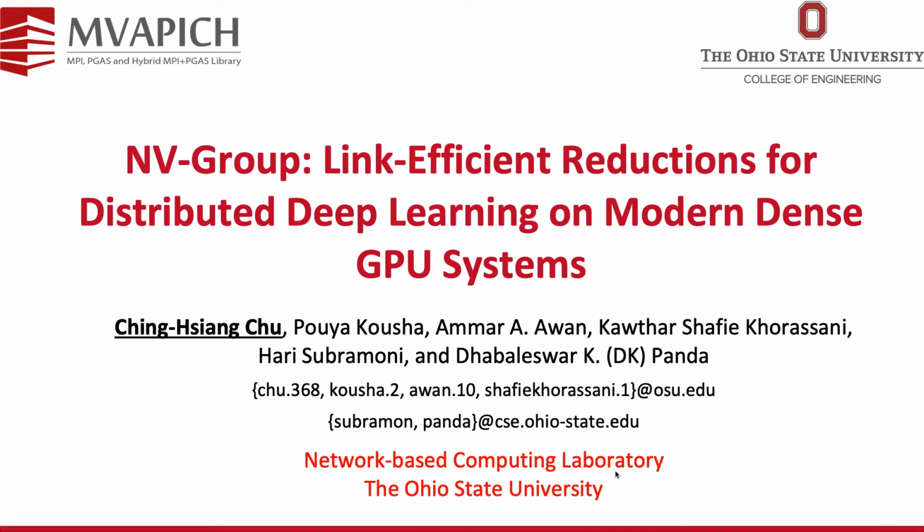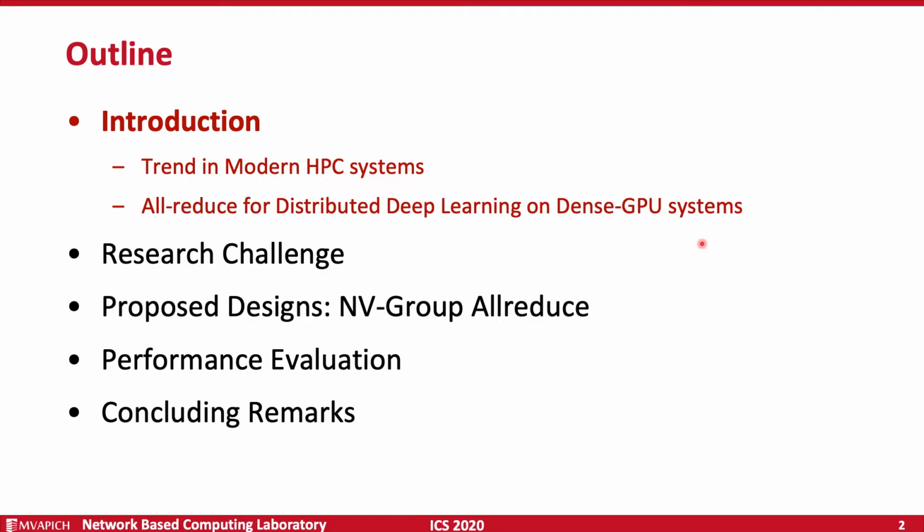My name is Qinshan Chu. I am a PhD candidate from the Ohio State University. Today I'm going to present this paper, the NV group link efficient reductions for distributed deep learning on modern dense GPU systems. So today I'll be covering a few things.